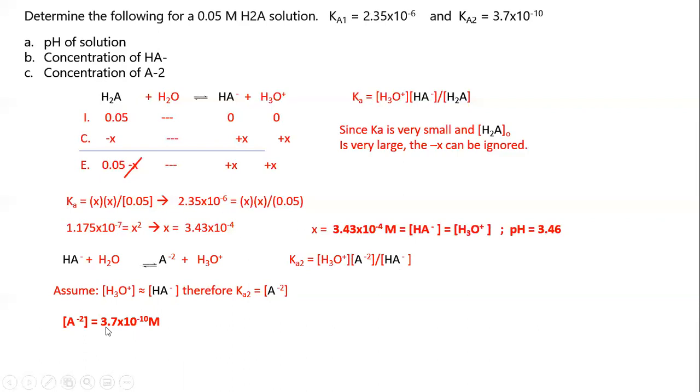And if you look here, if the hydronium ion concentration is 3.7 times 10 to the negative 10, when you add it to 3.43 times 10 to the negative 4, it's not going to change much. Because 10 to the negative 4 is a factor of 1,000,000 times larger than 10 to the negative 10. So adding this to 10 to the negative 4 is not going to change your answer that much. That's why we approximate and say that in the second step, the H3O plus and HA minus are the same concentration.